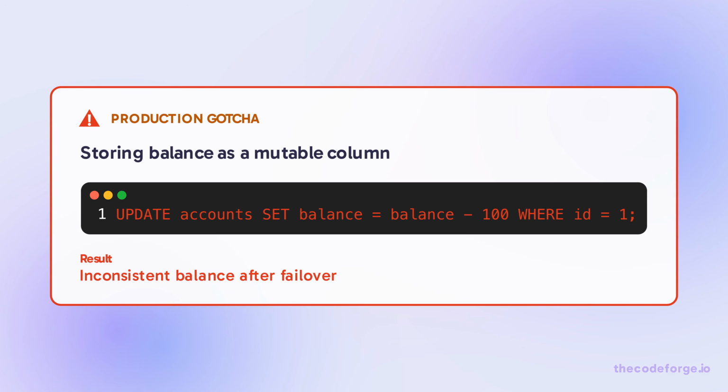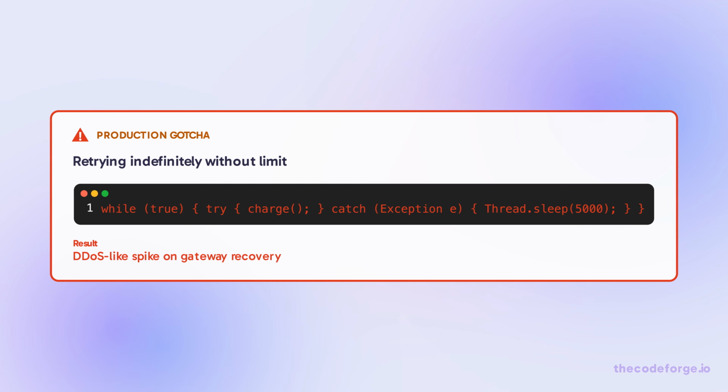If you store balance as a mutable column, a database failover can apply the update twice, doubling the deduction. Always derive balance from an immutable ledger. Without a retry limit, a prolonged gateway outage causes millions of queued retries. When the gateway recovers, the flood takes it down again. Always cap retries and use exponential backoff.